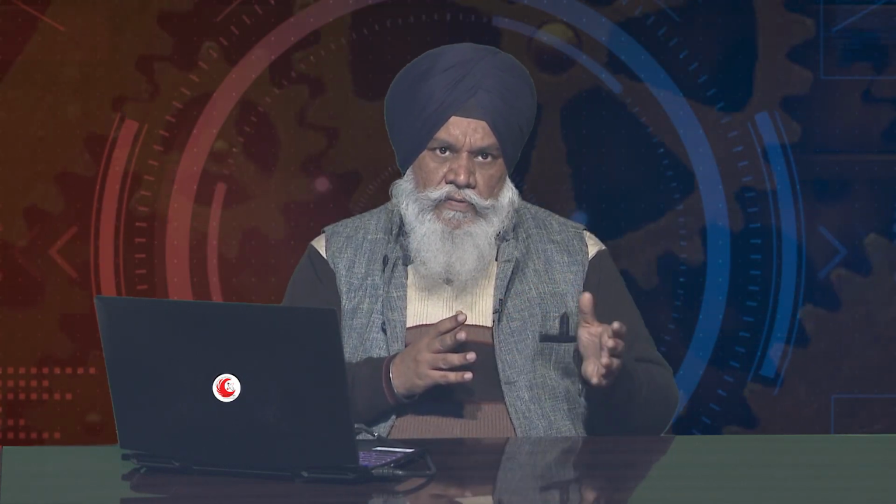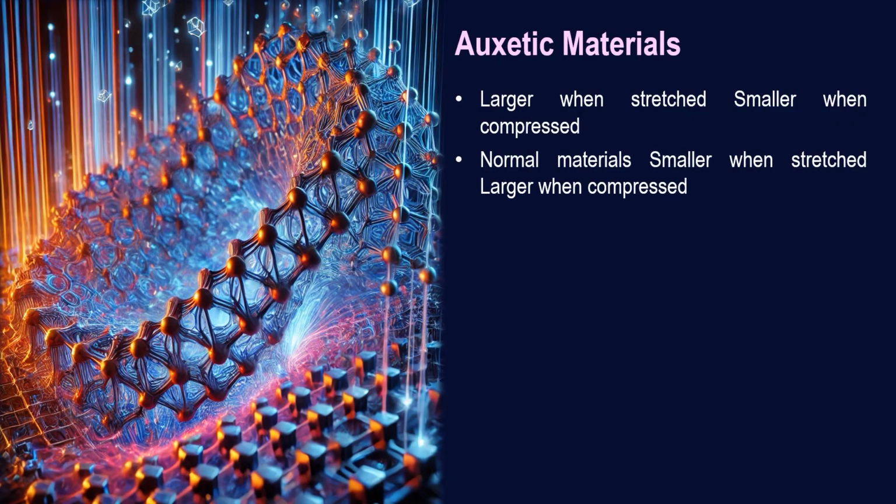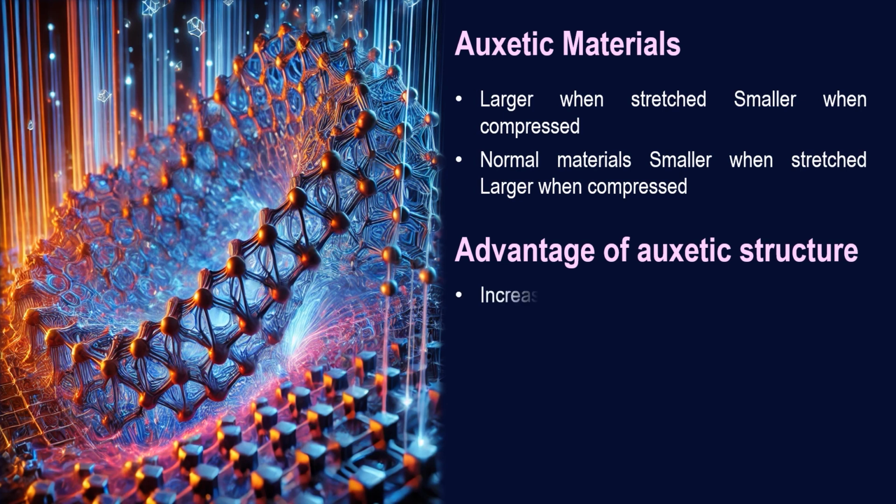A lot of people use the kirigami origami structures for the understanding of these type of exotic material. Our civil engineering friends, and our friends in the electronics domain who are working in the area of sensors, specifically based on microstrip patch antenna, use a lot of meta structure based exotic materials for generating or controlling the response of their antenna. Then normal materials are smaller when stretched and larger when compressed.